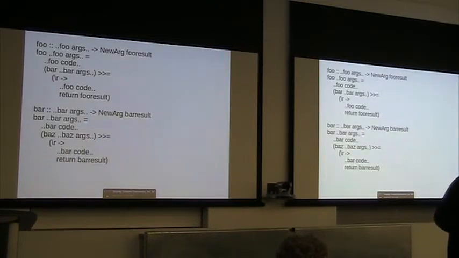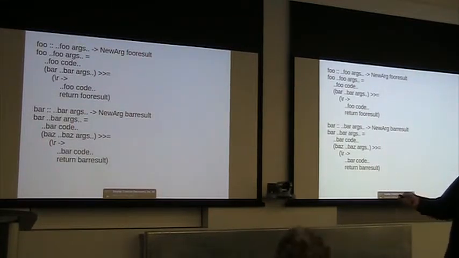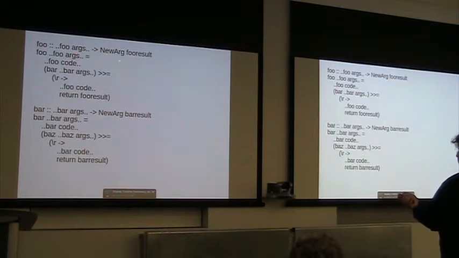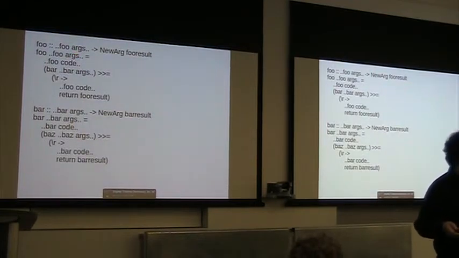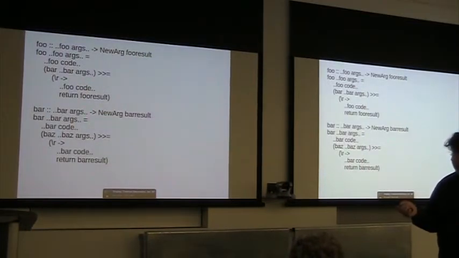So the bind operator returns a function. So this is just a closure that takes yet another argument. So this actually allows us to rewrite our code in a much nicer and cleaner way. So this is our example. I'm ignoring Baz again for the moment. So now we can just go, okay, foo takes foo args, and returns new org foo result. And it does some code, and then it takes bar, partially applies some arguments to bar, maybe, and binds it to a closure, which then can do the rest of its code, and at the very end, it does a return foo result.